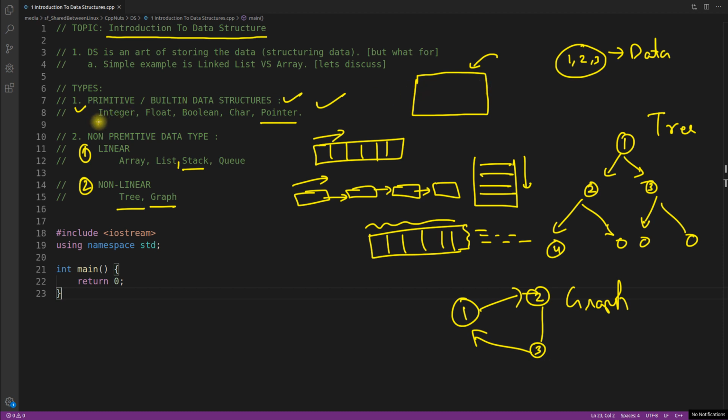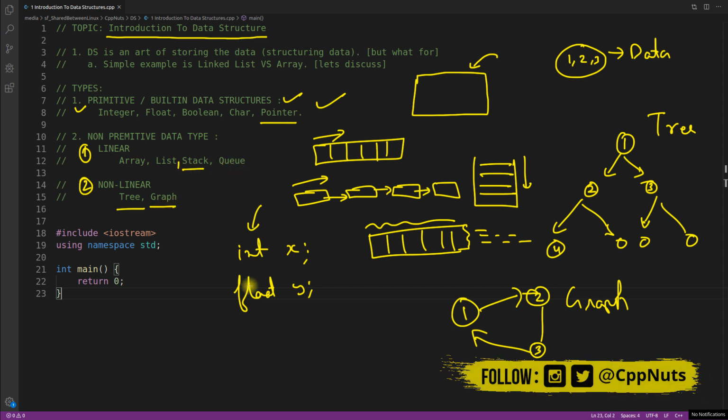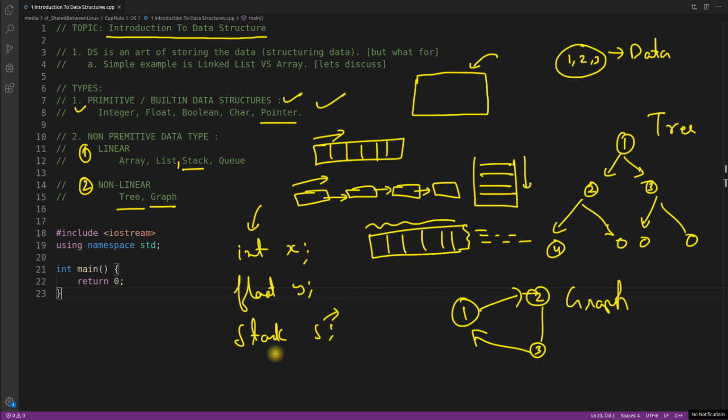When you write int x, you are saying that this x is of integer type, meaning its structure looks like an integer. And if you say float, then you're saying that its structure looks like a float. And let's suppose you have tree, graph, stack and queue. If you write stack s, then you're saying that I have a stack whose structure is like a stack. So that's what I said: data structure is an art of storing the data, or structuring the data.